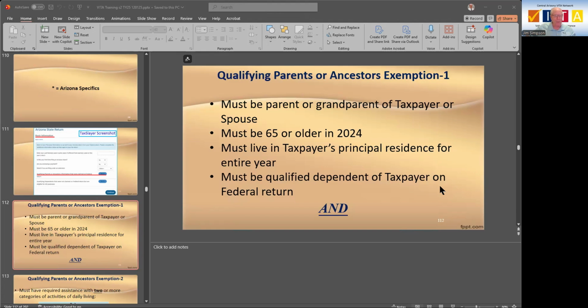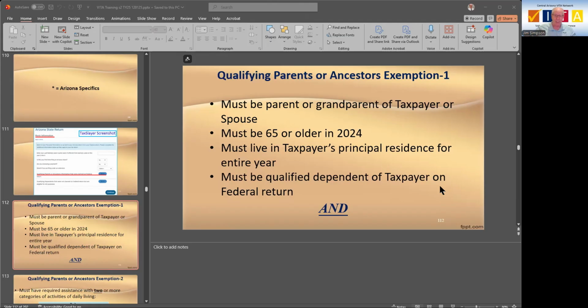To be a qualifying parent or ancestor, they must be the parent or grandparent of the taxpayer or spouse. They have to be 65 or older in 2024. Actually, that's 2025 now. Okay. They must live in the taxpayer's principal residence for the entire year. And they also have to be a qualified dependent on the federal return. Okay, so if you remember, what would be the rules there? They can't make more than $5,200. They had to live with them. They couldn't have provided more than 50% of their own support, right? Does that all sound familiar?